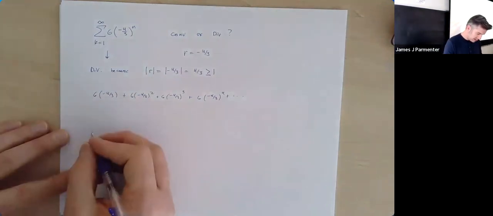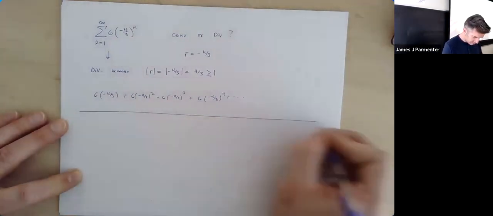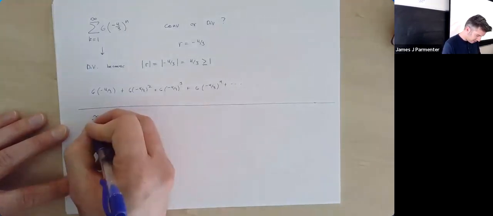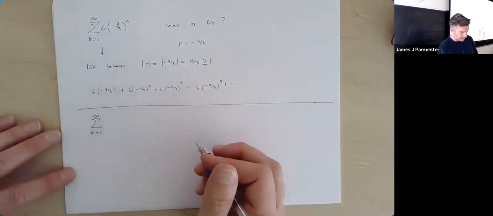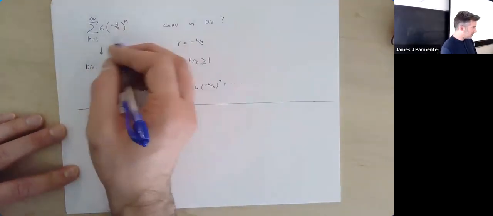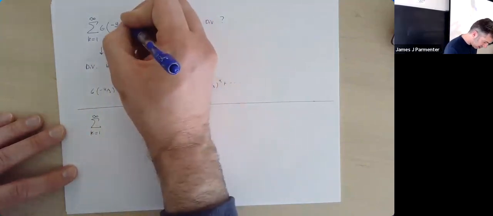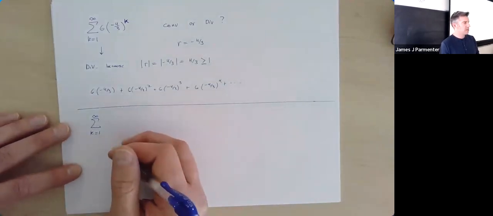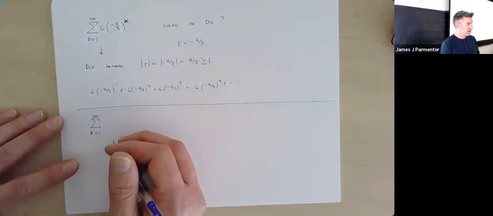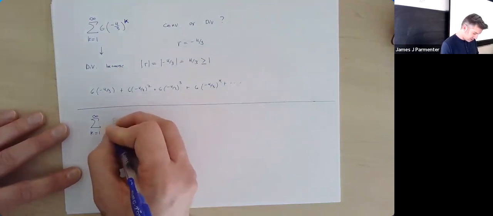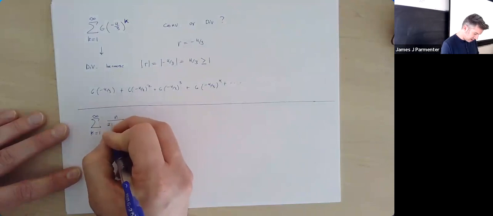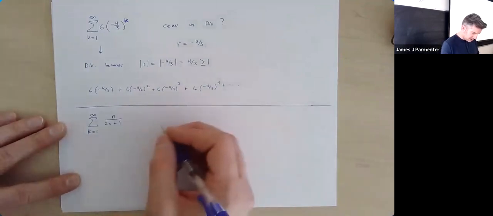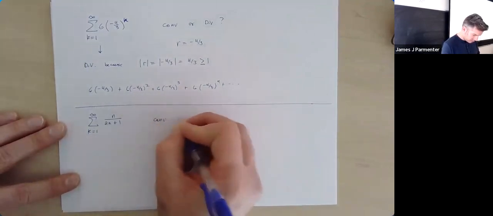Let's look at this example. Let's say we have the sum from k equals 1 to infinity of, darn it, I keep making the same mistake. I made a mistake here. It's not a big deal, but that should have been a k, not an n. So we have k over 2k plus 1. So does this converge or diverge?